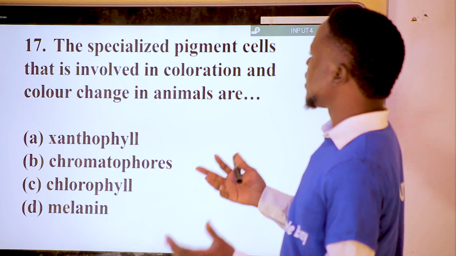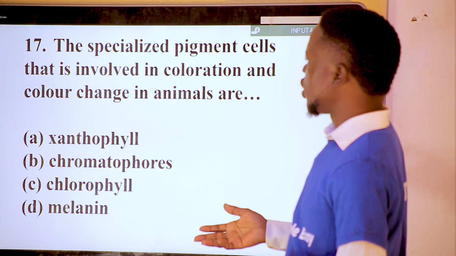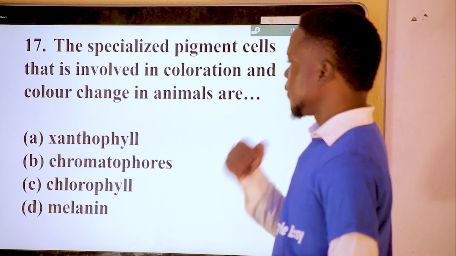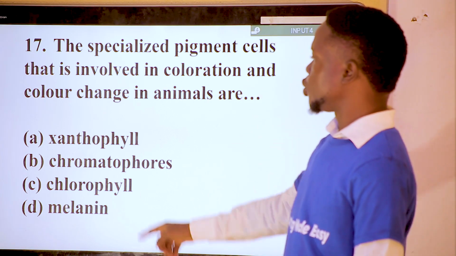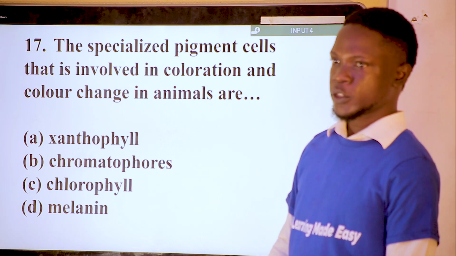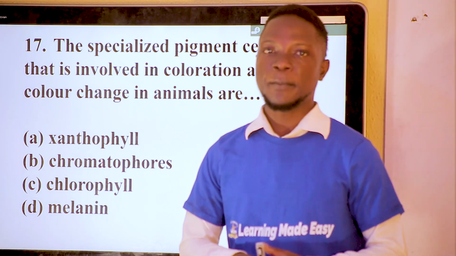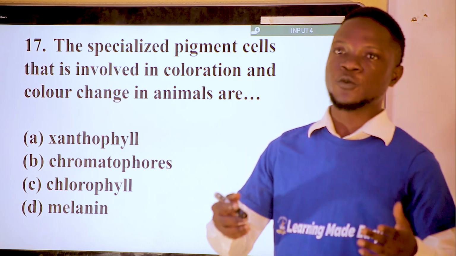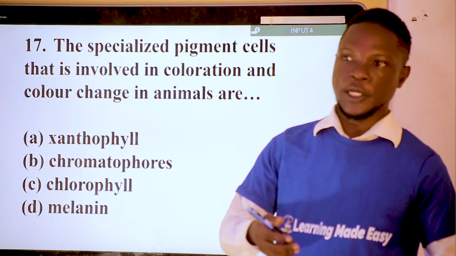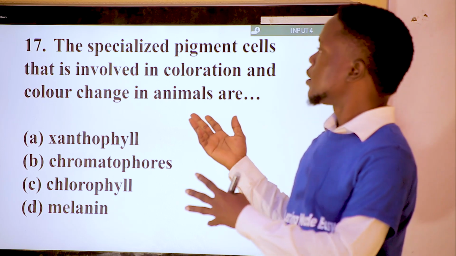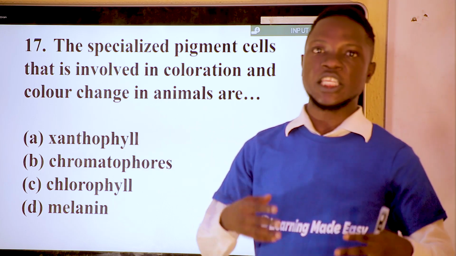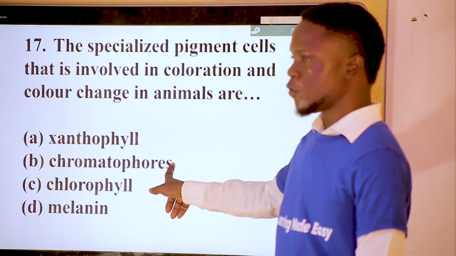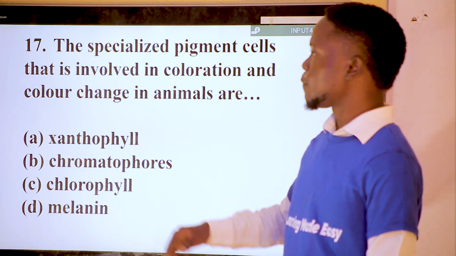The specialized pigment cells that are involved in coloration and color change in animals are dash. The answer to this question is option B, chromatophores. But I want you to take note of melanin. Melanin is the special pigment that is found in humans. It's responsible for the color in humans. But this question is talking about color changes in animals, such as chameleons that can change their colors. They make use of what? Chromatophores. So the answer is option B.